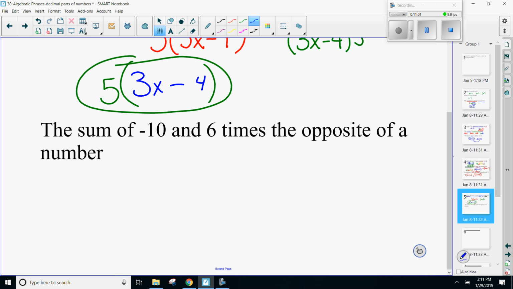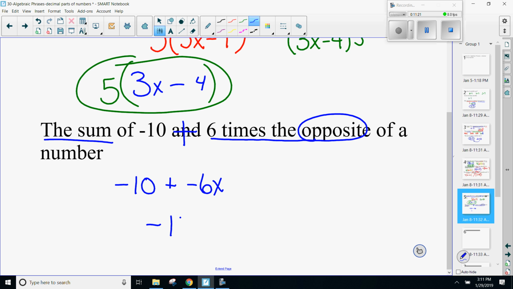The last one, the sum. So it says sum, find the word and. What are you adding together? -10 and 6 times the opposite. So 6 times the opposite. What's another way to write that? -10 minus 6x. There's the format that you want it in.